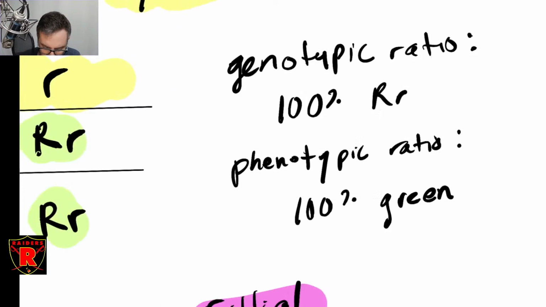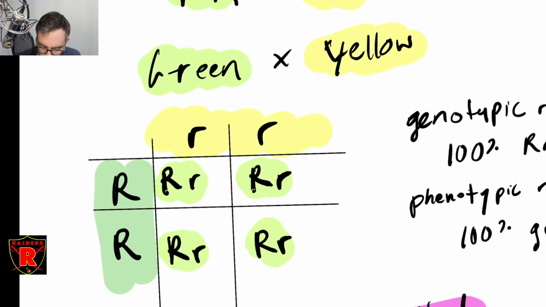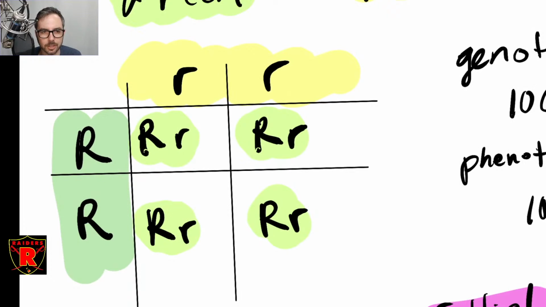So Mendel looked at this and said, that's weird. Why are they always green? So Mendel said, okay, I'm going to do another experiment here. I'm going to take these offspring from the first union here, the green and the yellow, and I'm going to breed them with each other. I'm going to take the babies and breed the babies.